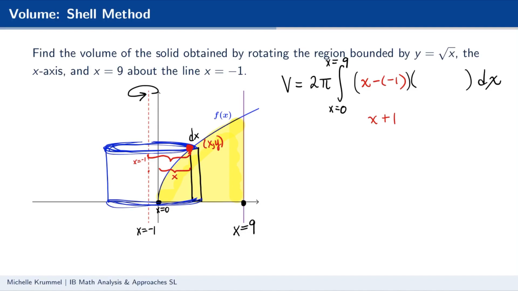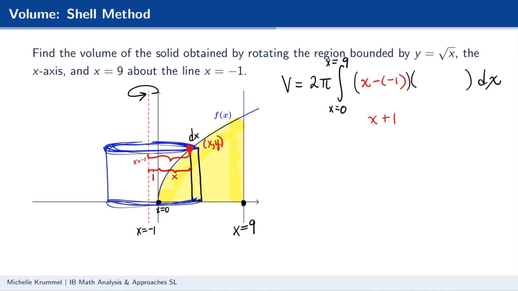And hopefully that makes sense, because going back to our picture, if the distance from the y-axis to the rectangle is x, then the distance from -1 to the y-axis is 1, then that total distance is x plus 1. So that is our radius.